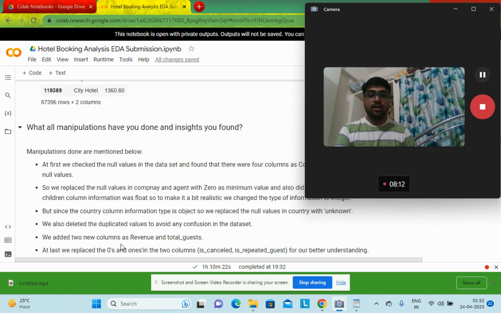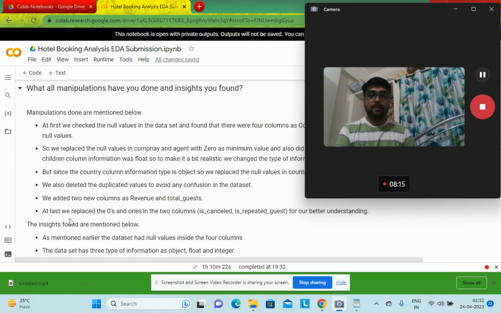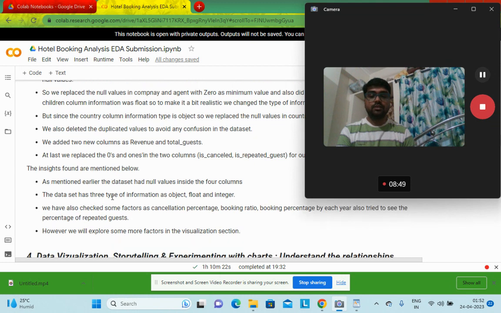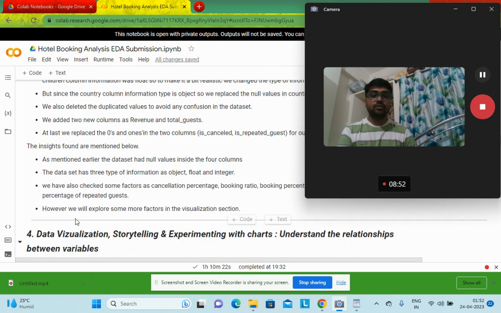We added two new columns, revenue and total guest. At last, we replaced zeros and ones in two columns, is cancelled and is repeated, for our better understanding. The insights found are mentioned below. So far, we have found that the dataset had null values inside four columns. The dataset has three types of information: object, float, and integer. We have also checked some factors such as cancellation percentage, booking ratio, booking percentage by each year, and also tried to find out the repeated guest percentage. However, these factors we will be analyzing more in our visualization section.